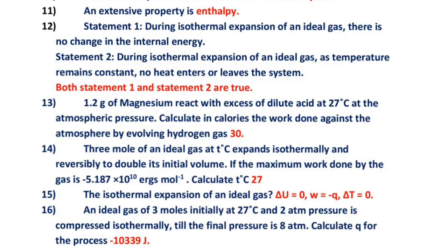27. The isothermal expansion of an ideal gas: delta U is equal to 0, W is equal to minus Q, delta T is equal to 0. An ideal gas of 3 moles initially at 27 degrees Celsius and 2 atmospheric pressure is compressed isothermally till the final pressure is 8 atmospheric pressure. Calculate Q for the process.